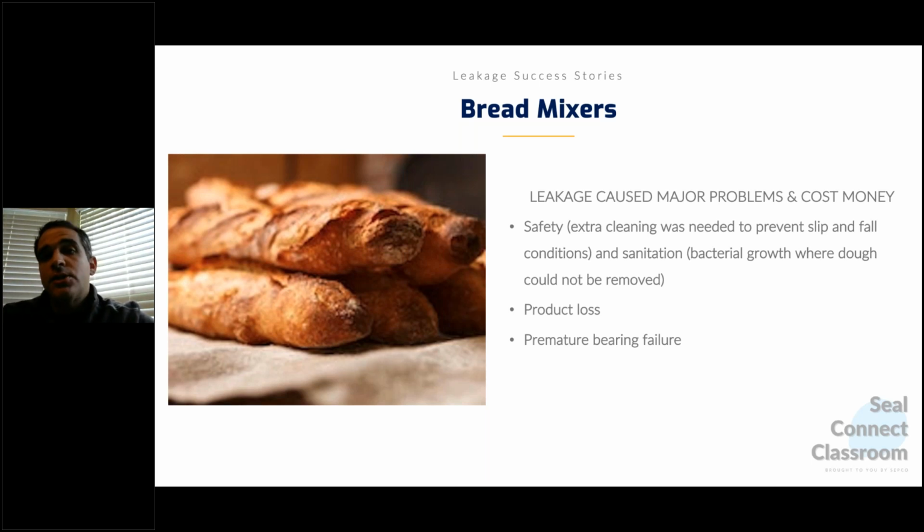And of course, there's premature bearing failure. The reason is that when product leaks out, it goes into the environment, and adjacent to any shaft, or at the end of every rotating shaft, is a bearing. If ingredients get into the oil or grease of the bearing, it degrades the bearing over time and creates wear. As those bearings wear, the shaft starts to move more, and it creates an issue for the reliability of the equipment itself.